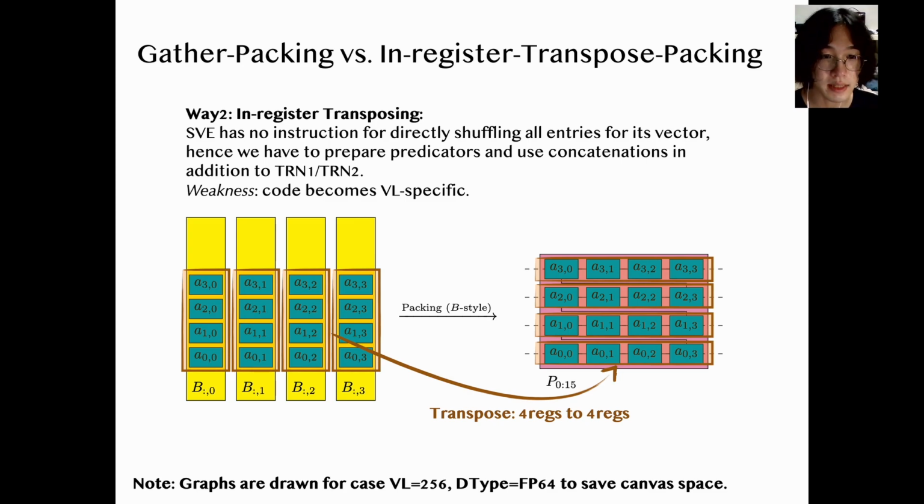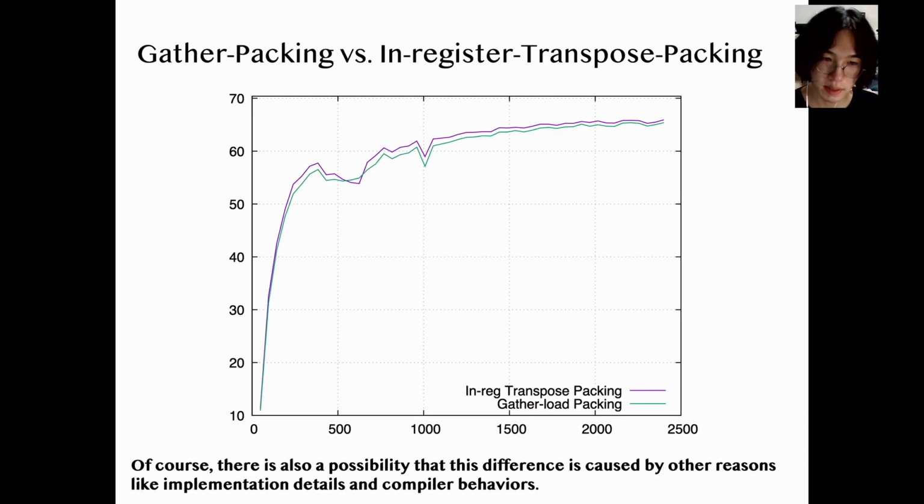As SVE assembly is somehow agnostic to VL, this approach is in many senses unnatural. It requires vector-length-specific coding and preparing a bit complicated predicate configurations. However, for the moment on A64FX, the in-register transposition is a little bit superior to the straightforward way.